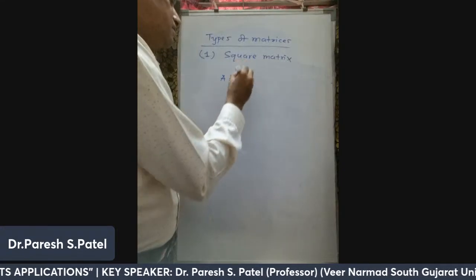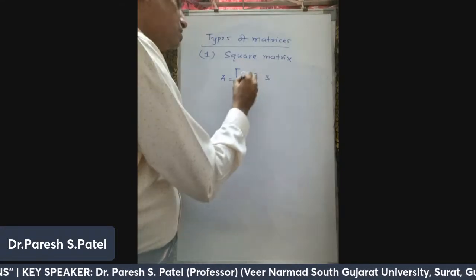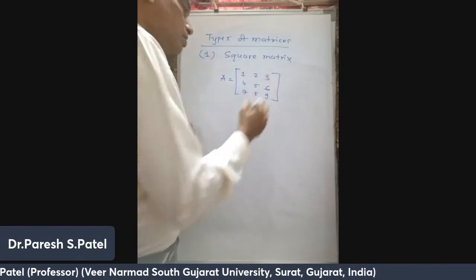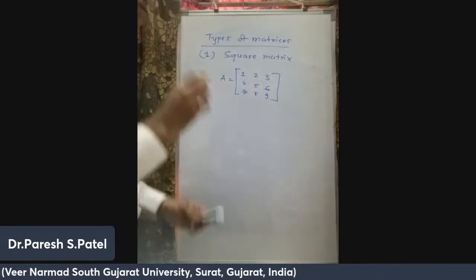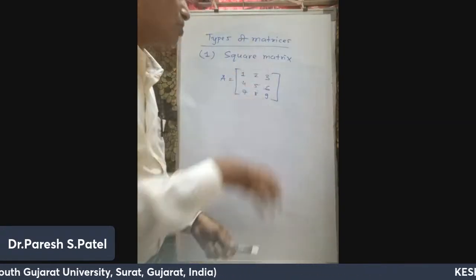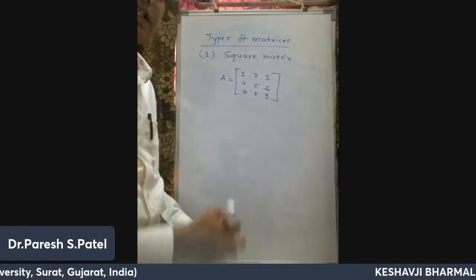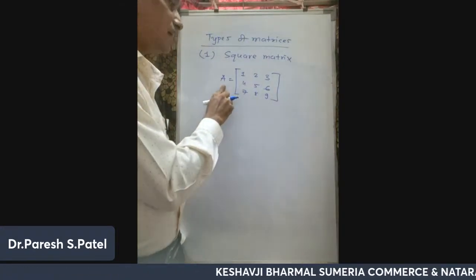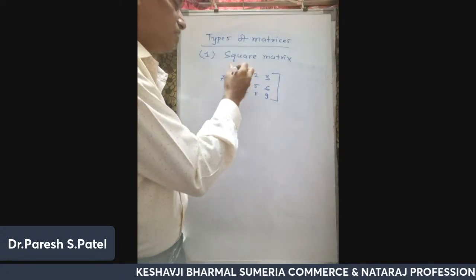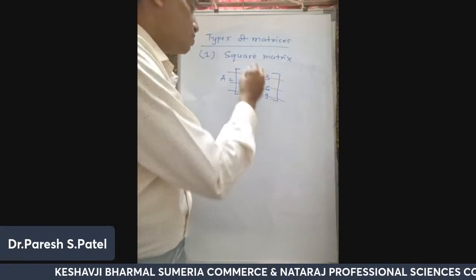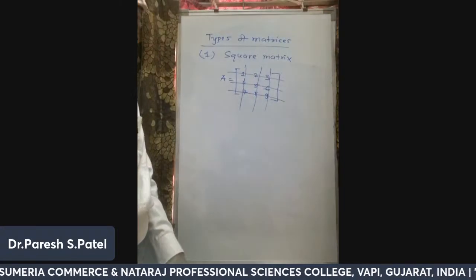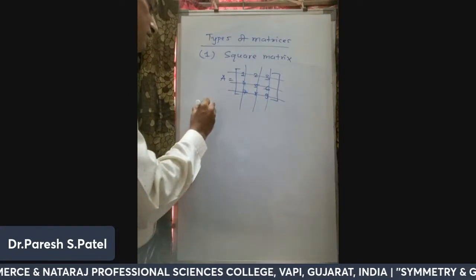What is square matrix? If the numbers of the rows and numbers of the columns are the same, that can be represented as a square matrix. As for example, matrix A, the numbers of the rows is equal to 3, numbers of the columns is also 3. It means this can be represented as a square matrix.